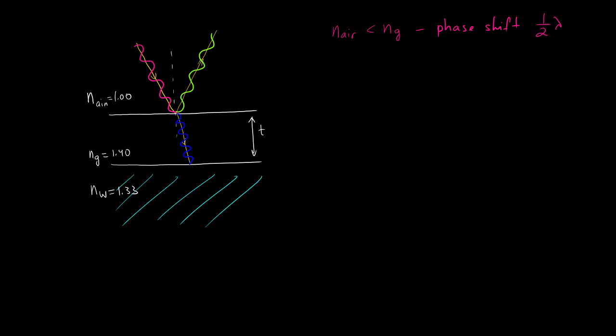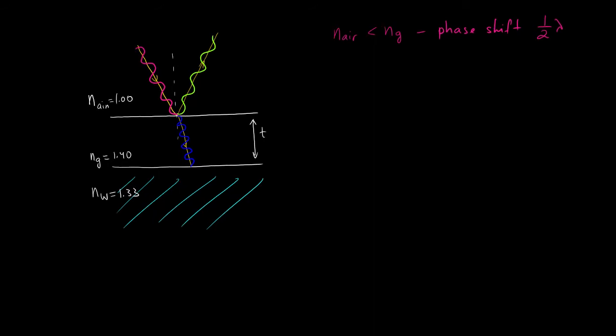gas-water interface. So what we have here is n_gasoline is greater than n_water, which means we will experience no phase shift. So 0 phase shift, right? Now this wave will reflect from its surface, from the interface of gas and water. Okay, and some of it will pass through.